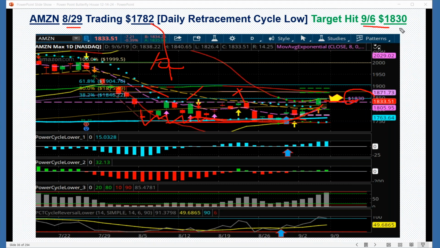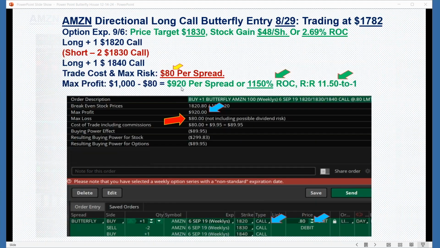All right, so we did this trade instead of just buying 100 shares outright and paying a lot of money, over 178,000. We did the same kind of controlled risk trade, more controlled risk. In this trade, the way we set it up cost $80, okay? So here was the trade. So we were looking for that target to 1830. It was trading at 1,782.